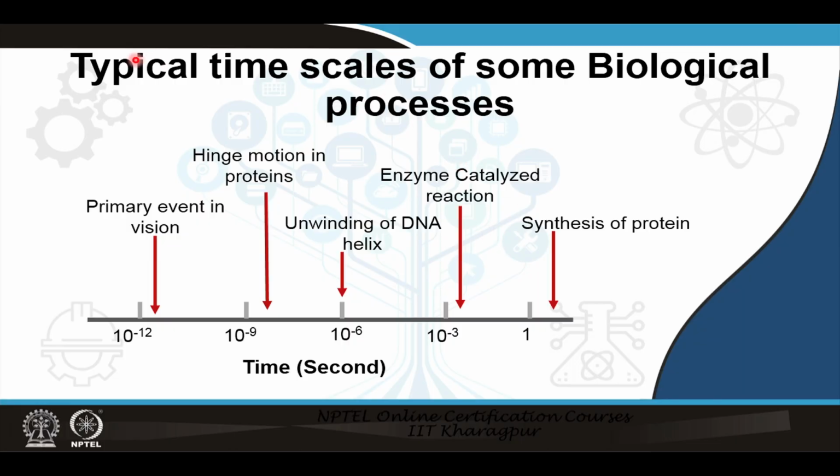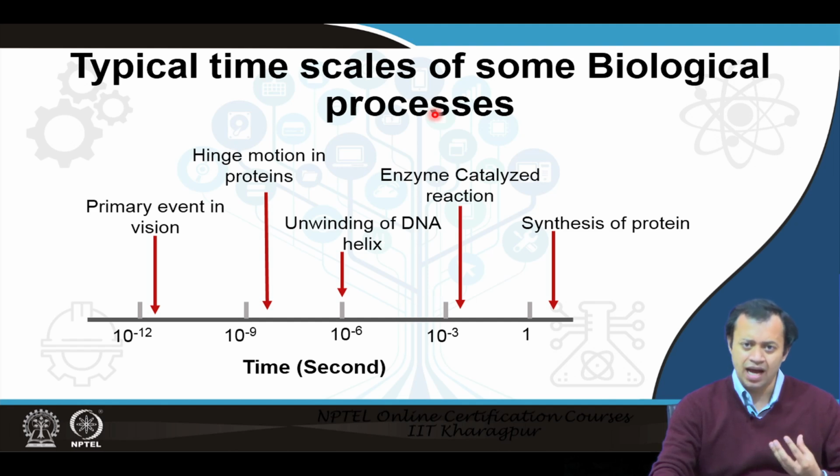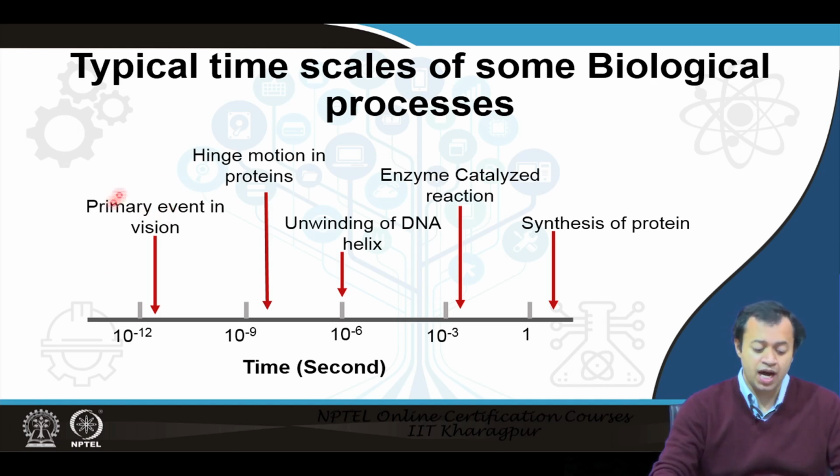So, this is a typical time scale of several different biological processes. Several biological phenomena take a specific amount of time to happen. The primary event in vision, remember from your previous class, the last one where we discussed applications of light on tissue, retinal tissue, I asked you how quickly your retina reacts to light, and this happens to be the time scale 10 to the power minus 12 second.